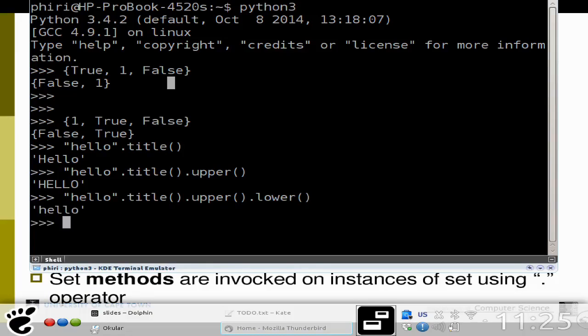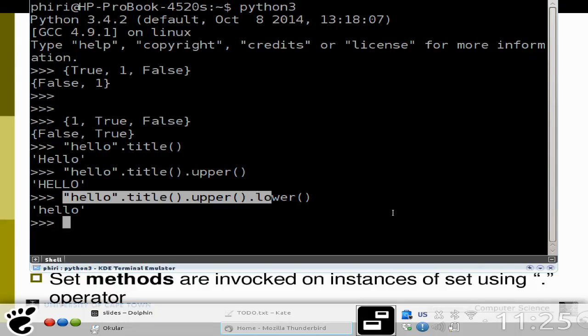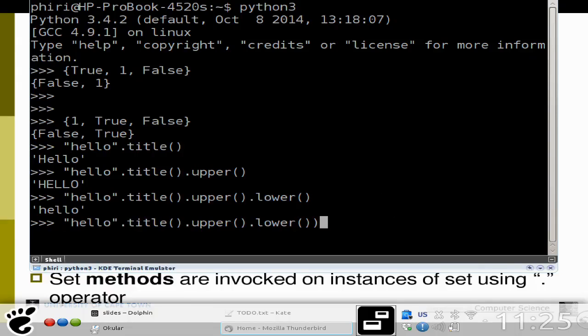the reason I'm chaining these methods is because I understand that this portion of the code returns a string. If it returns a string, I can invoke any string method, and that's the reason why I'm invoking upper, this portion returns a string. That's why I'm invoking lower. And we know that we can do this as well, right?